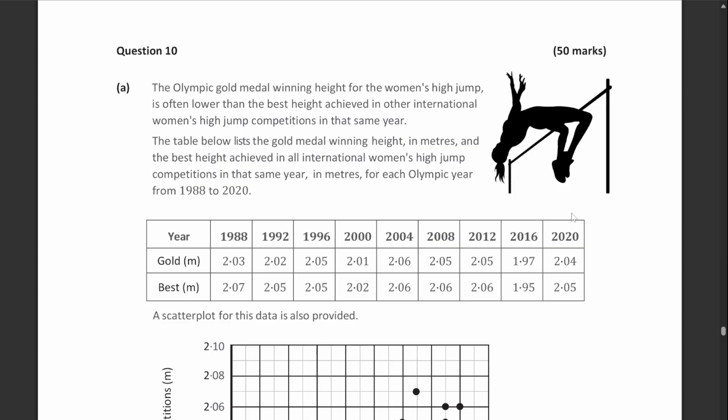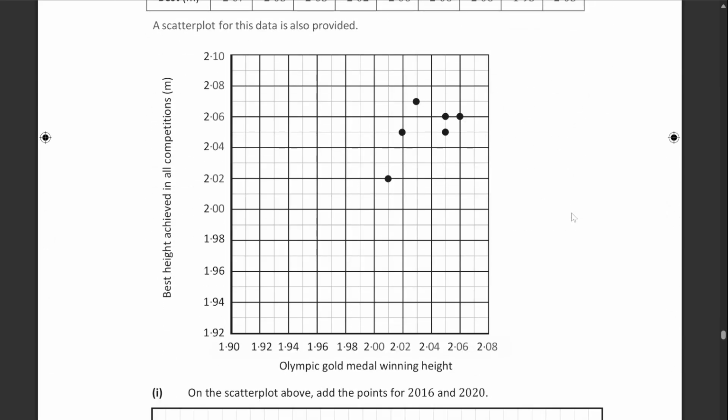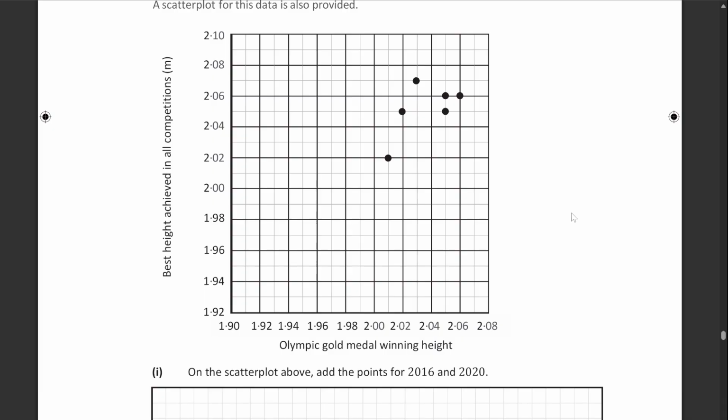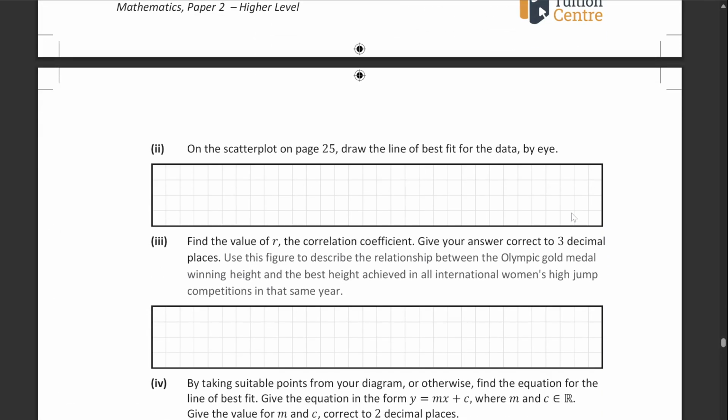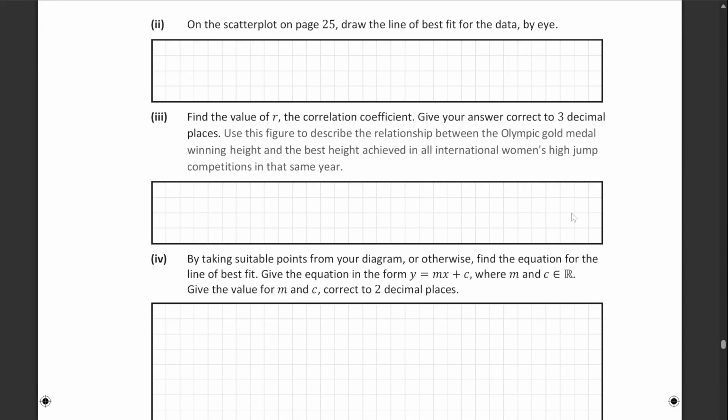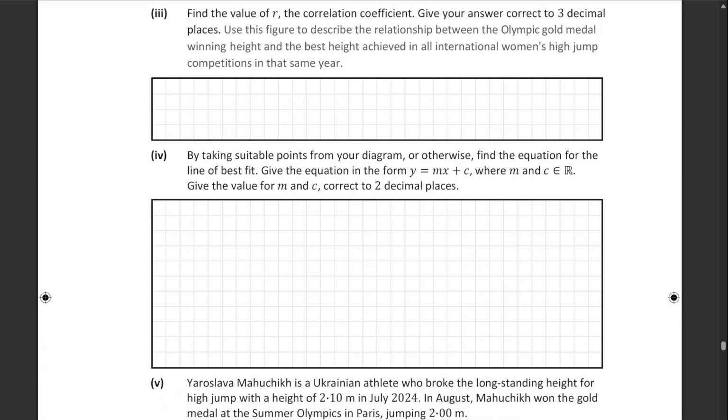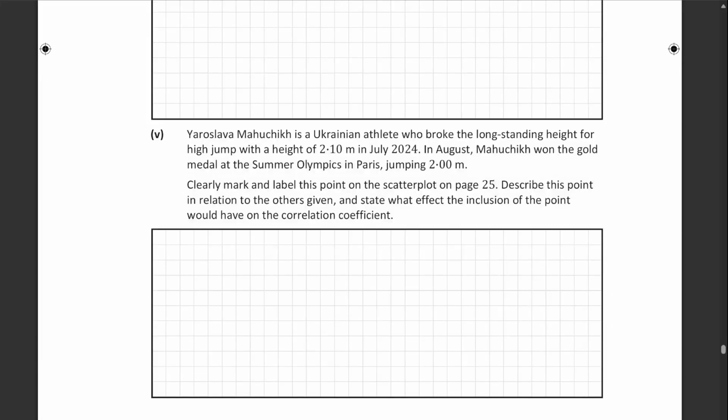Anyway, Olympic gold medal tables, height in meters, scatter plot. Okay, add the points, yep, that's fairly okay. Let this fit. And then find the value of the correlation coefficient. Why is this text gray? Some of the text is black, but some of it's gray. Okay, that's weird. Taking suitable points from your diagram, otherwise from the equation in the line of best fit. Okay.